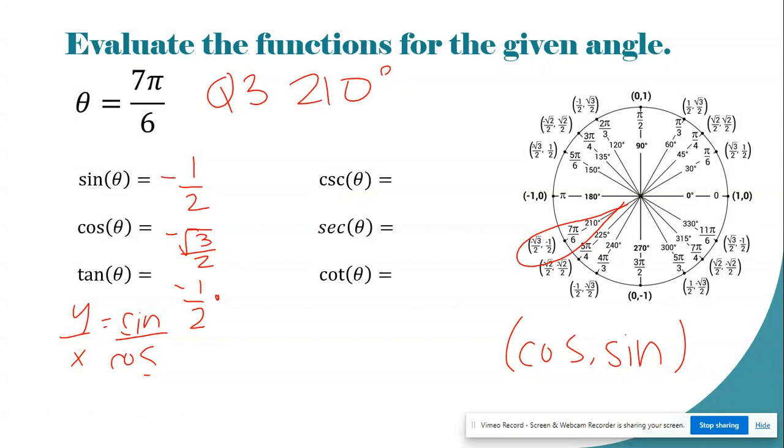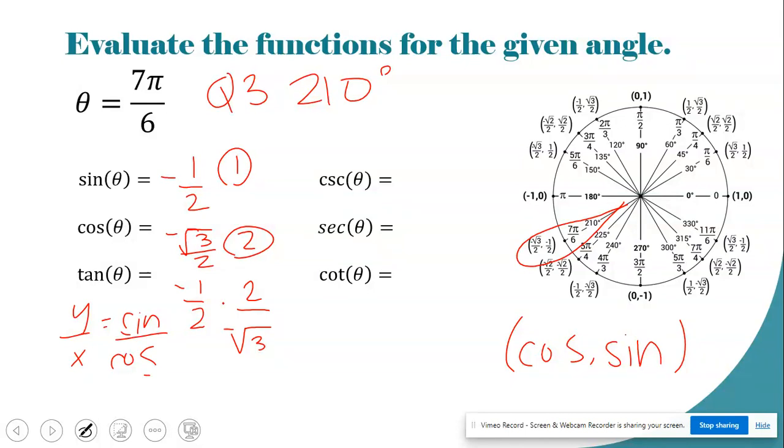Keep. Change it to division. And flip. And I kind of already set us up here. So we're going to do this one first and then this one second in this order that I've set up the problem. So we're going to keep negative 1/2. We're going to change it to multiplication, and we're going to flip cosine and multiply by that. So 2 over the square root of 3, and there's a negative down here. Notice that those 2's will cross cancel, and you'll have negative 1 over negative square root of 3, or 1 over the square root of 3. Rationalize that bad boy. We'll have root 3 over 3 for tangent.